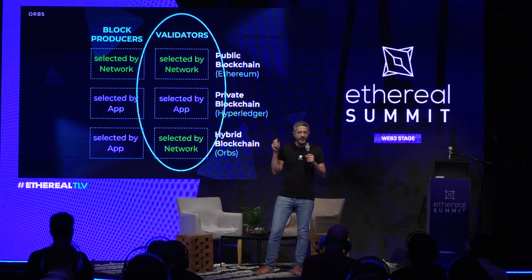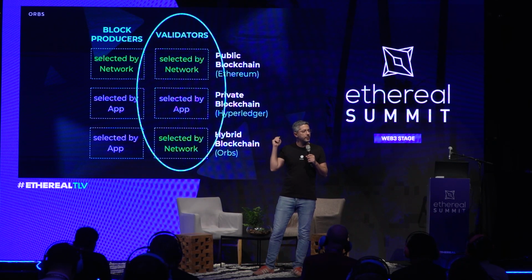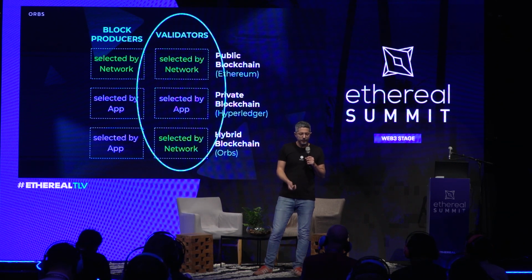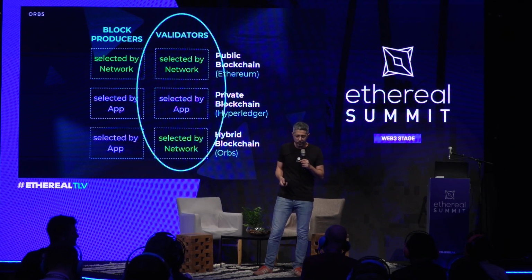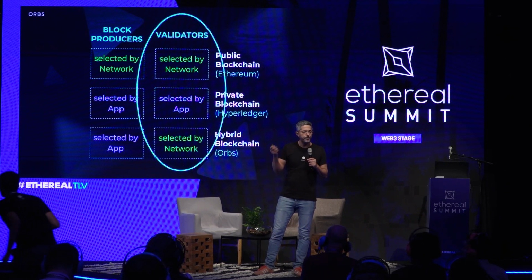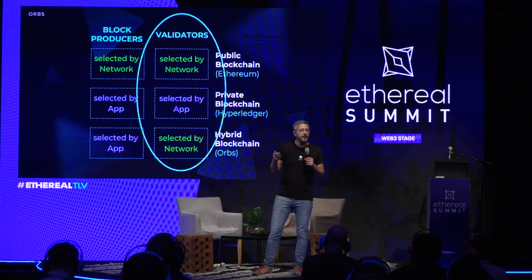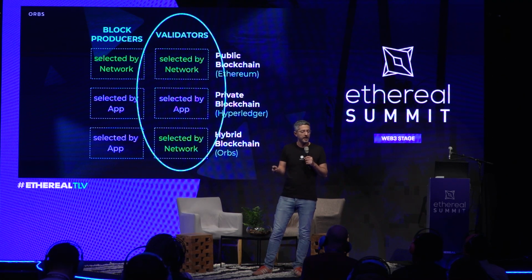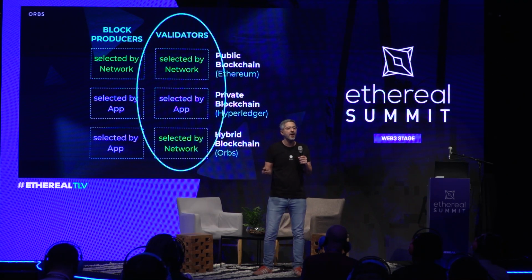Now, if we define the disruption in trust this way, according to these guarantees, it turns out that you can reach the same level of disruption only by having validators selected by the network. Now let's look at Ethereum as a public blockchain. Why does the fact that the validators are selected by the network create a disruption? The reason is that the app cannot vouch for itself.